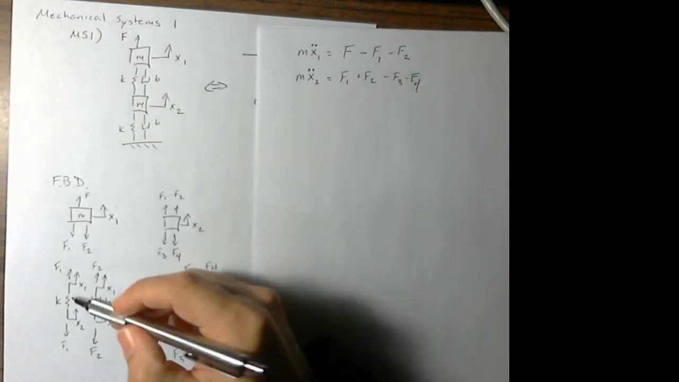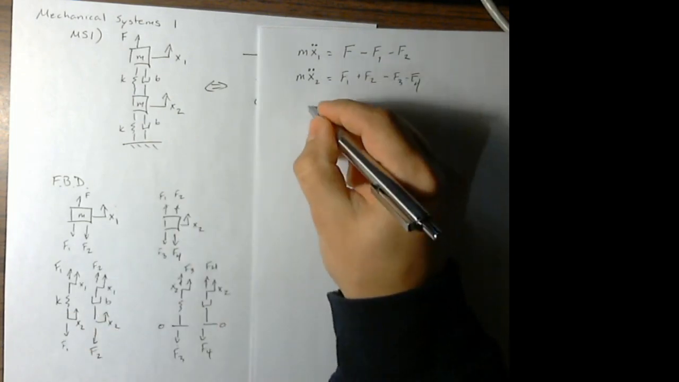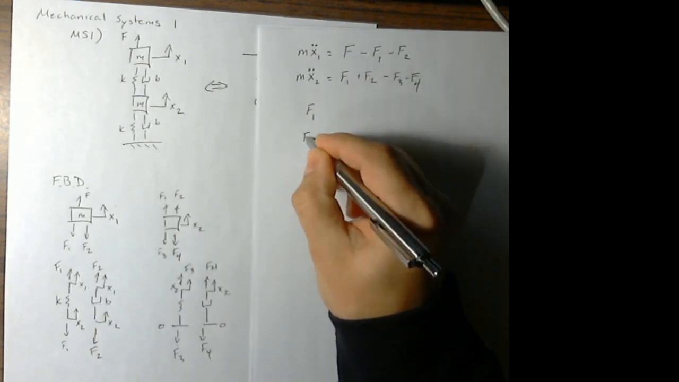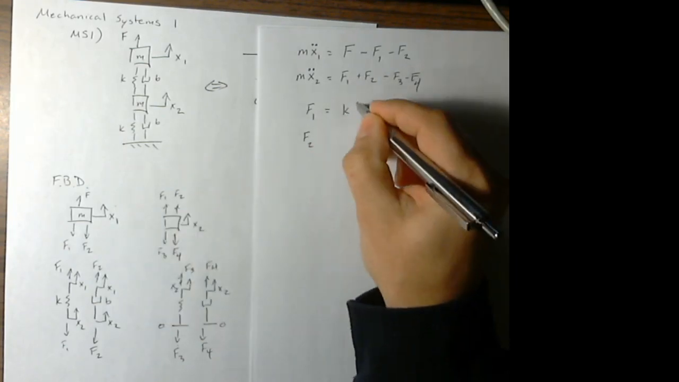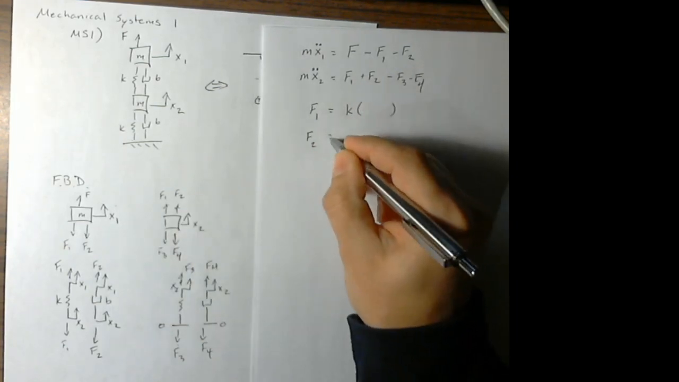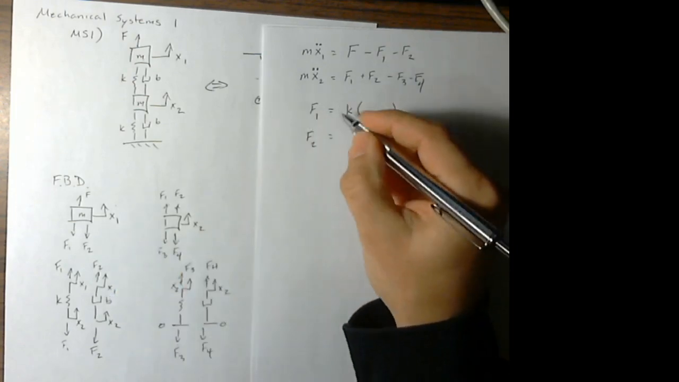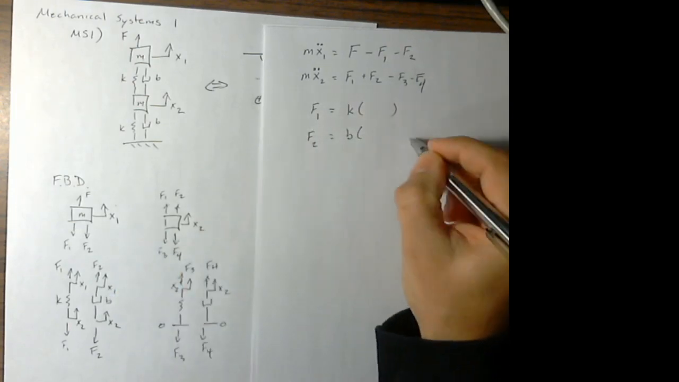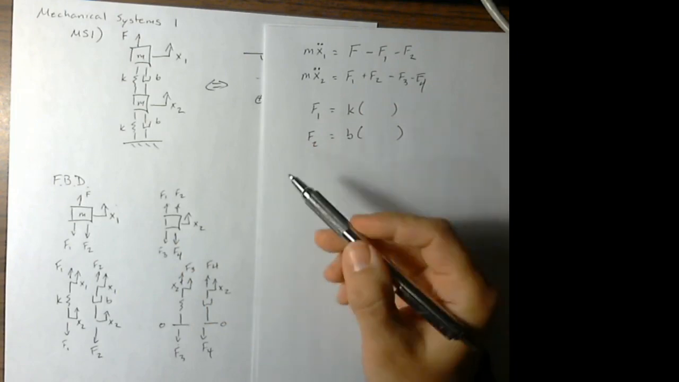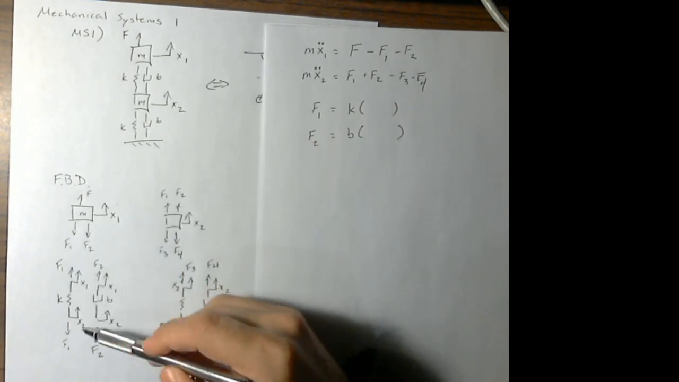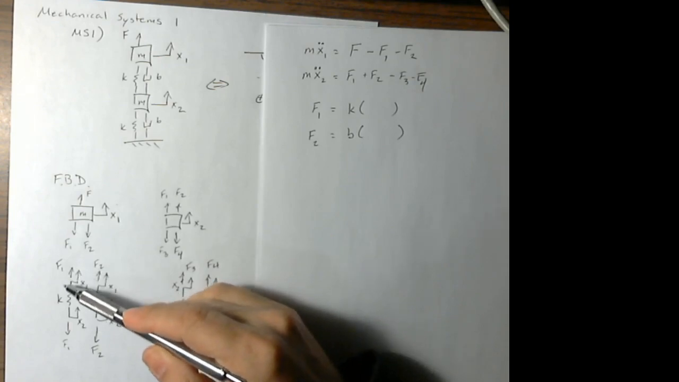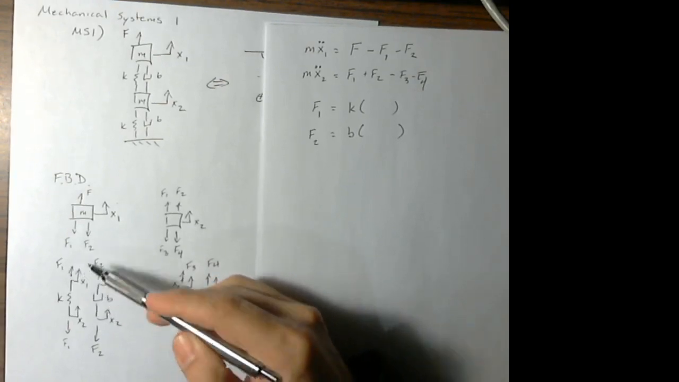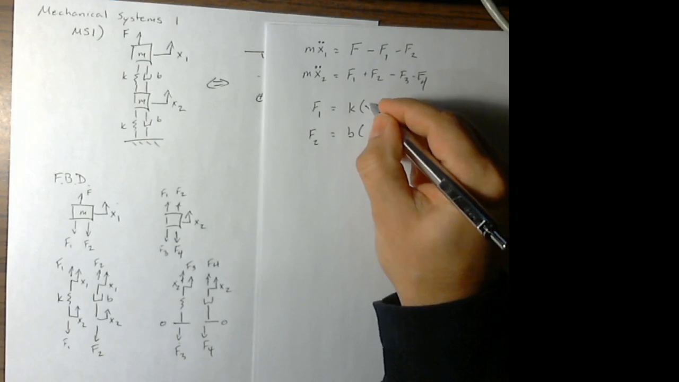Alright, so coming down here, looking at F1 and F2, they're going to be similar, right? F1 is going to be the spring constant times something. F2 is going to be the damping coefficient times something. So the key is to figure out what the something is. Alright, so here looking at the spring, we see that x1 is pointing in the same direction as the force on that side, so that's going to be positive x1.